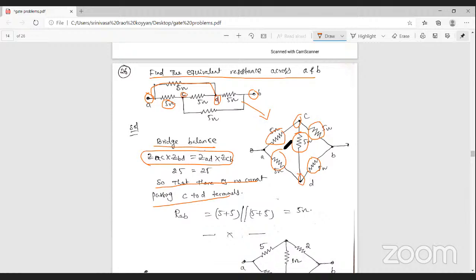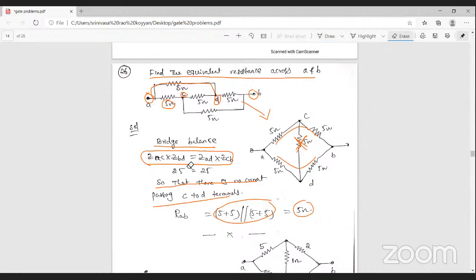Okay, bridge balance means the product of these two terminals is equal to the product of these other two terminals. So then there is no current passing through this resistance, so the resistance value is not used and it is eliminated. Then these two resistances are in series, and finally in parallel, then you can get the resistance value 5 ohm.